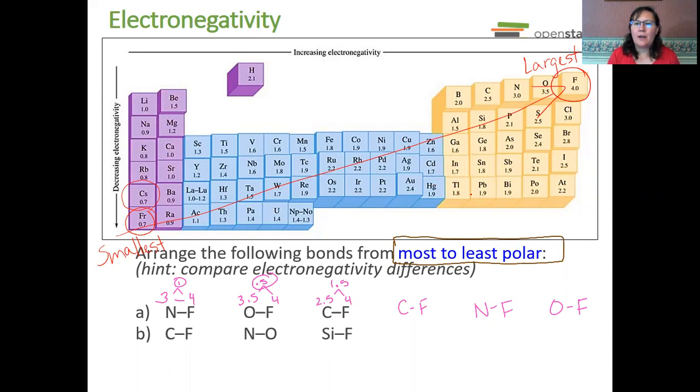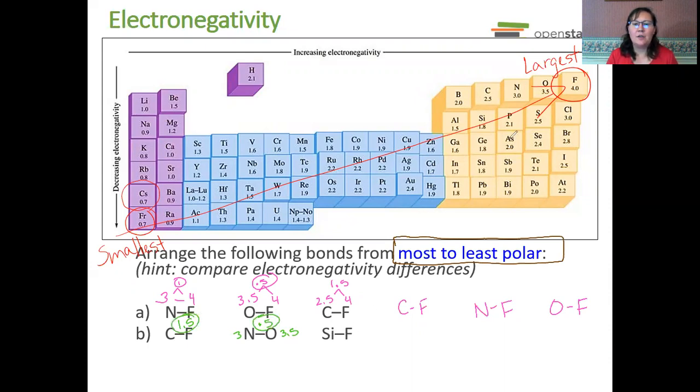Okay, now let's take a look at our next one. Here we have carbon to fluorine. We remember that carbon to fluorine from the previous line has a difference of 1.5. And now nitrogen to oxygen, this goes from 3 to 3.5, so this gives us a difference of 0.5.